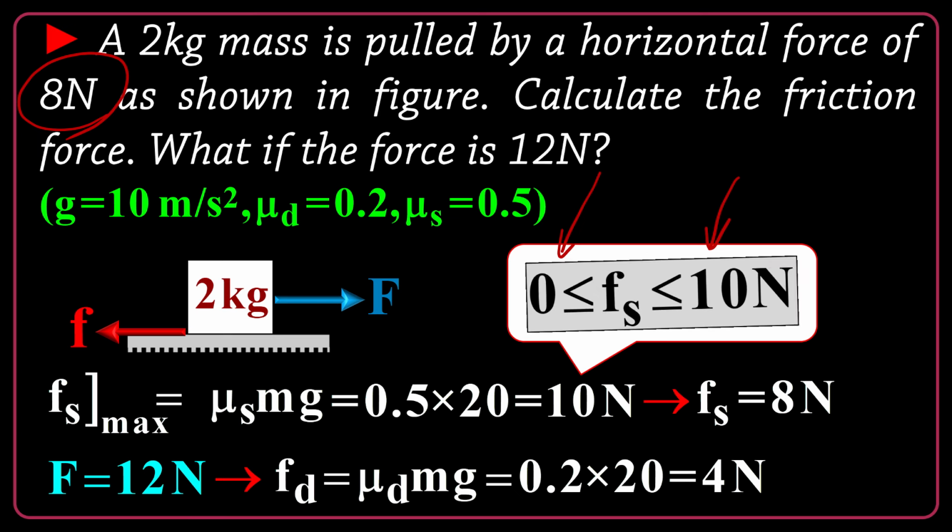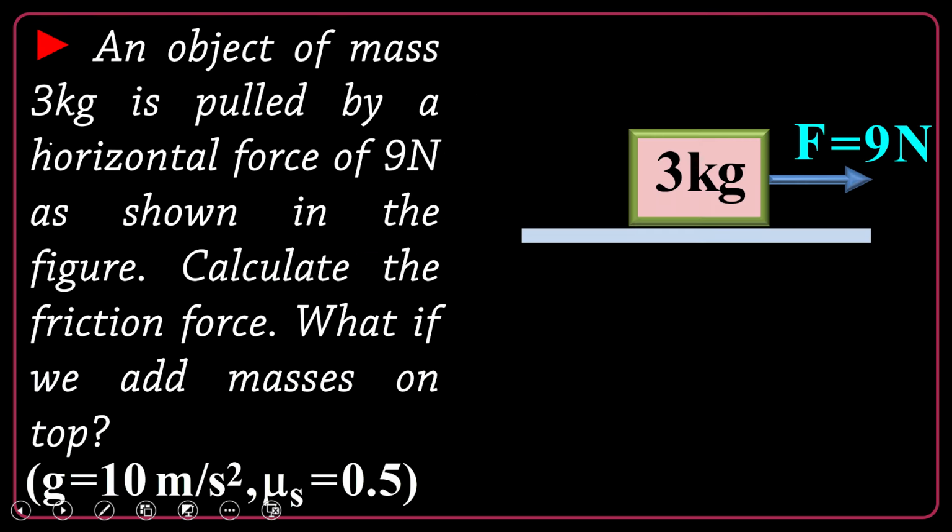Okay, let's go to the next question. Look at this question. It's also very instructive. An object of mass 3 kg is pulled by a horizontal force of 9 newtons. G is given to be 10, which is very good for finding the normal force, you know. Let's discuss it shortly. Horizontal force of 9 as shown in the figure. Calculate the friction force.